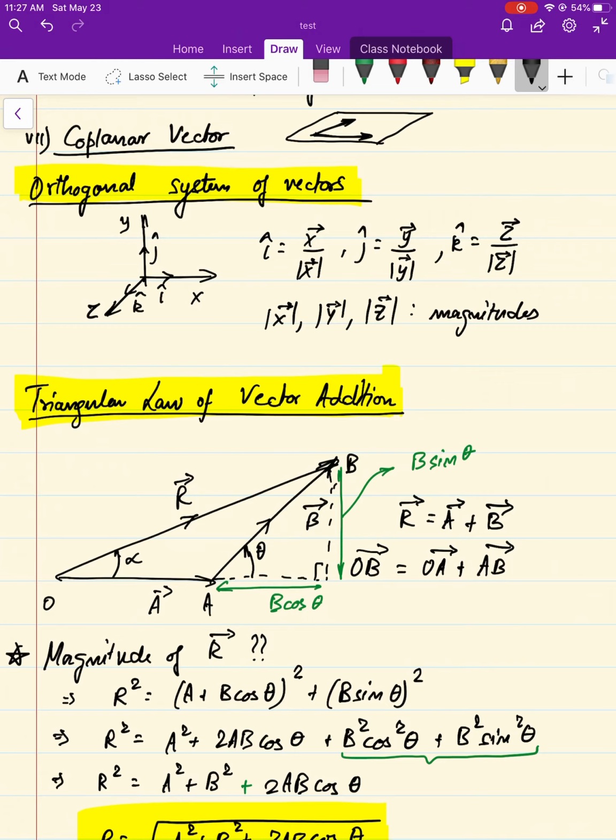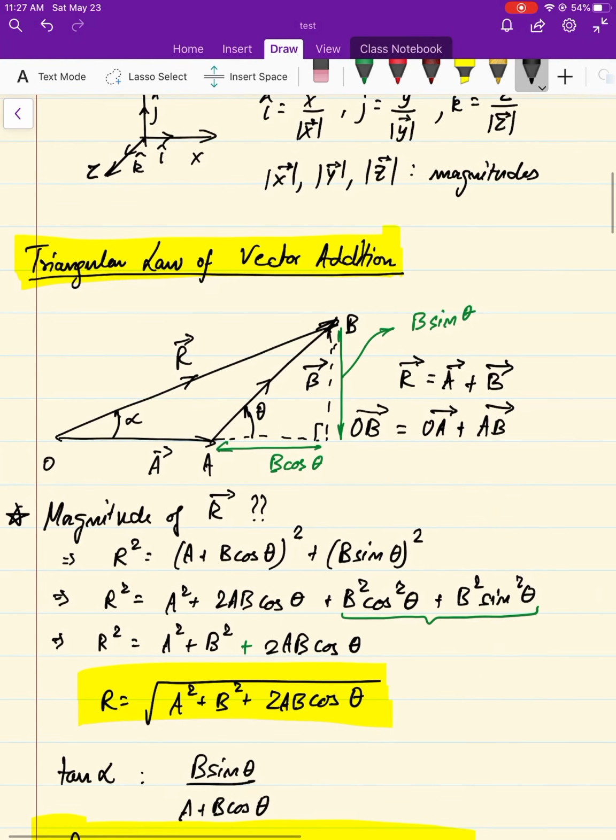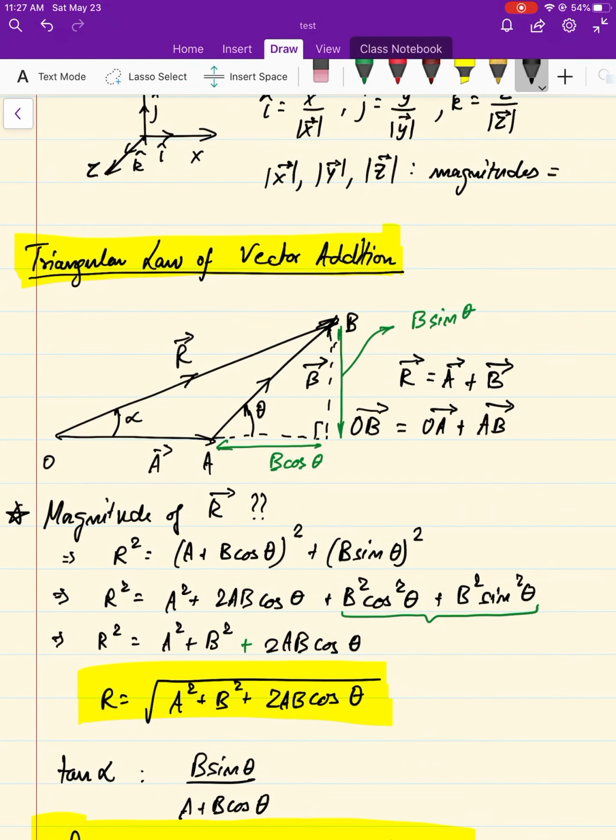So the first vector, which is known as i cap, also known as i hat in some books, is x vector by mod of x vector, and similarly for j cap and k cap. You shall see that since i cap, j cap, and k cap are unit vectors, their magnitudes are equal to 1, as I'm writing over here.